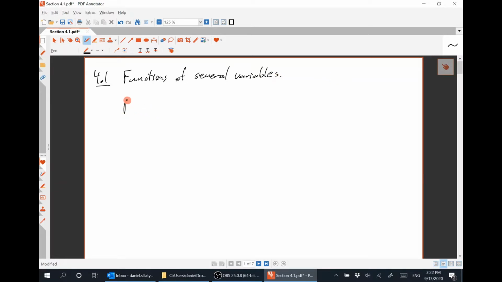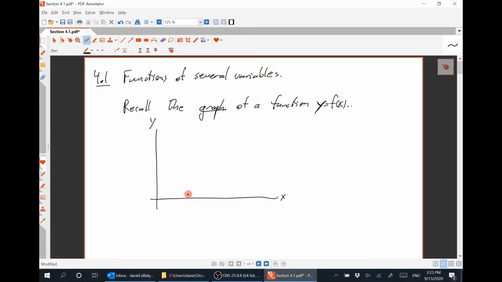Recall the graph of a function of one variable, y equals f of x. So the function is f of x, and the equation y equals f of x represents the graph of that function. The way one draws it is that you have your x-axis and then your y-axis, and you'll have a domain on the x-axis. Then you have the curve for the function, and for every element x in the domain, the corresponding y-coordinate is f of x. So this is the point x, f of x, and that's how we define the graph of that single variable function.